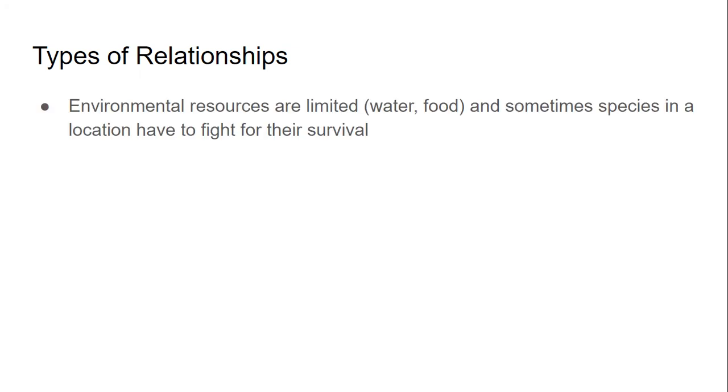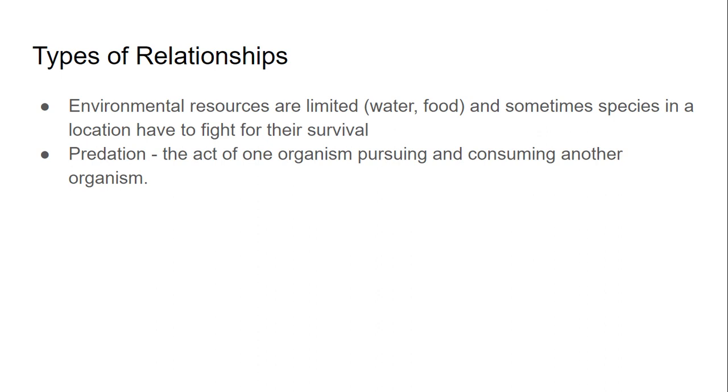And then finally, we'll look at that community interaction. So we know within communities that environmental resources are limited. So things like water and food. And sometimes species in a location are going to have to fight for their survival. If there's only so much food, then that means that certain organisms and species have to fight in order to be able to get the food and nutrients and resources that they need.